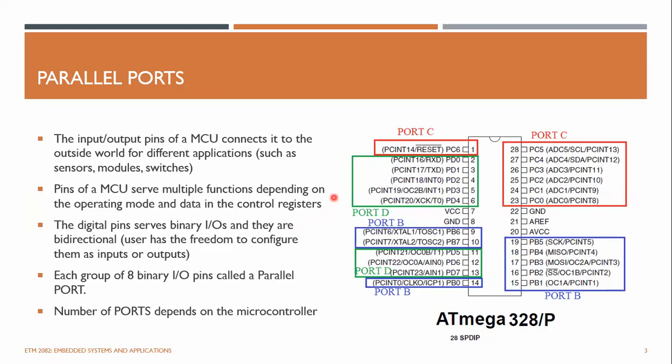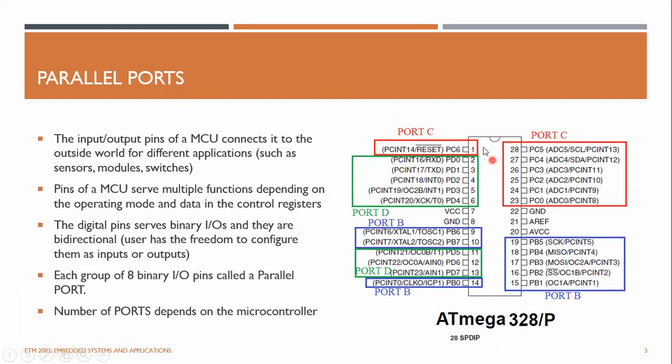All right, so in this lecture, I take the example of the Atmega 328 or 328P type of microcontroller, which is the microcontroller used in Arduino Uno or Nano boards. But this is a very advanced Atmega series microcontroller, low cost, but having many features.